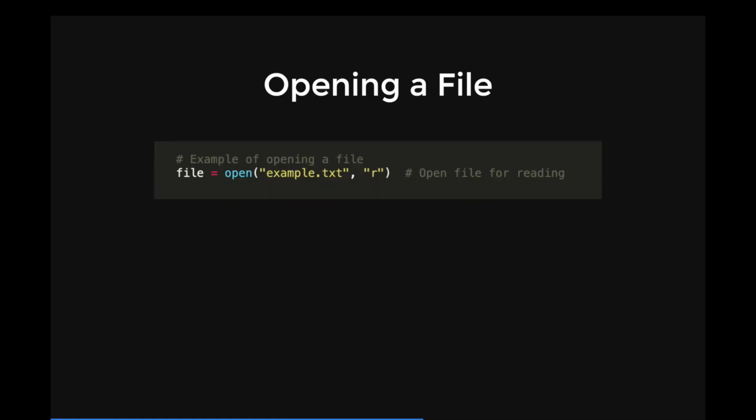First, opening a file. Before you can read from or write to a file, you'll need to open it. You can open a file using the open function, which takes two arguments, the file path and the mode in which you want to open the file. For example, reading is read mode, writing is write mode, appending is append mode. So you can call something like this. Here's an example where I'm saying open example.txt and passing the parameter r, which says I want to open it for reading.